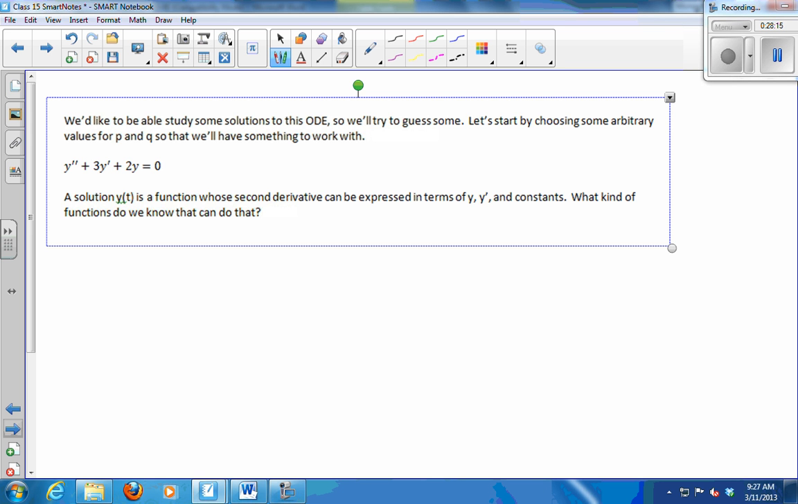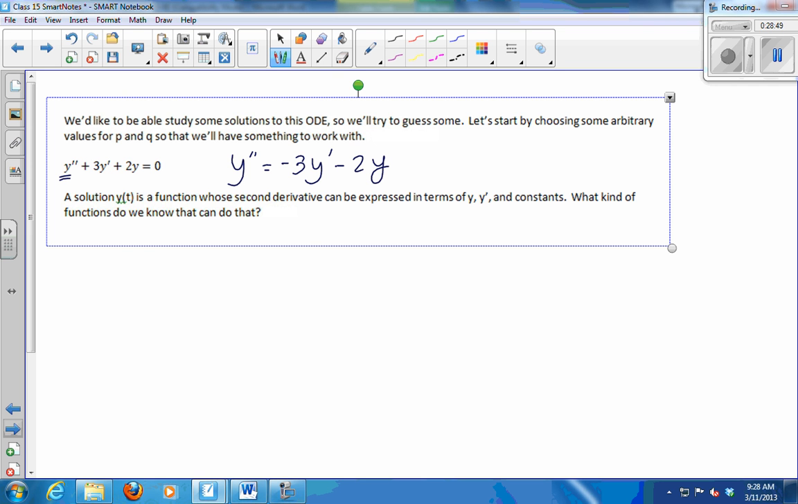So we're going to use y double prime plus 3y prime plus 2y equals 0. And a solution y of t would be a function whose second derivative, y double prime, can be expressed in terms of y and y prime as negative 3 y prime minus 2y. So the second derivative has to be able to be expressed in terms of a sum of its first derivative and itself.